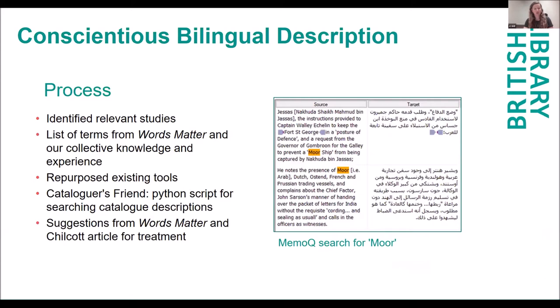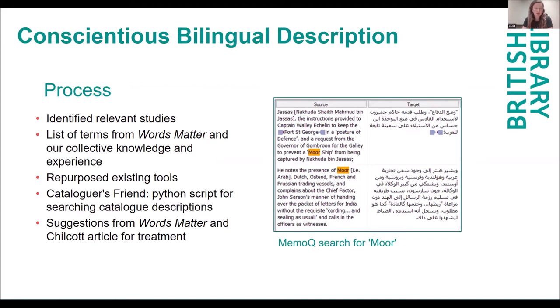After some research into existing work being done, we began our own investigations. We used the Words Matter glossary as a starter list and then added terms based on our own experience and knowledge of the records. To search these terms, we used a combination of existing tools, such as the QDL search function and the search tool within MemoQ, which is the translation management software used by our translators.